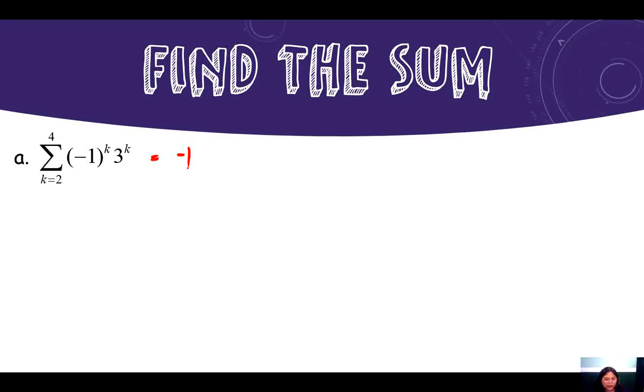So we have negative 1 raised to k times 3 raised to k. Our starting point is 2. Negative 1 raised to 2 times 3 raised to 2, plus negative 1 raised to 3 times 3 raised to 3, plus negative 1 raised to 4 times 3 raised to 4. Okay, so as you can see, 2, 3, 4. Hanggang 4 lang tayo because our n is equal to 4 and our starting point is equal to 2.